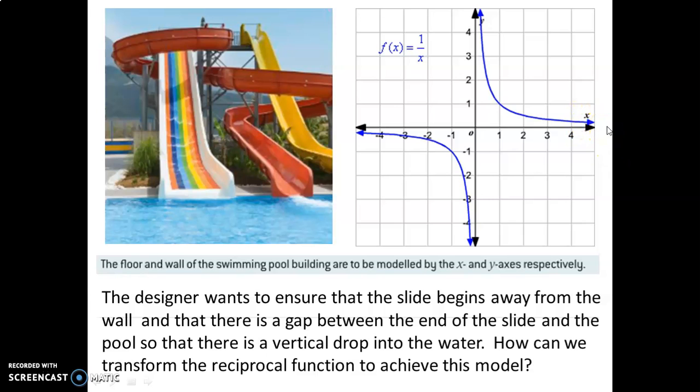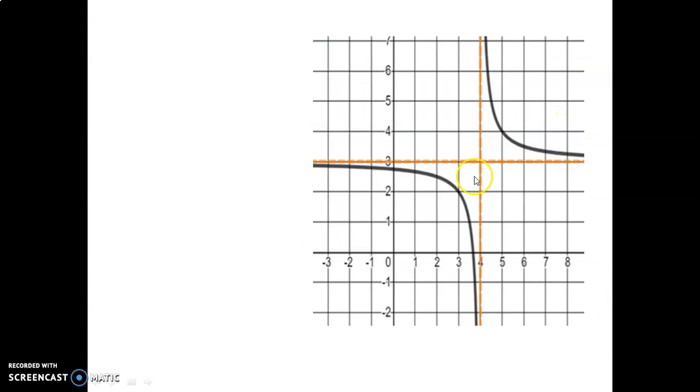So how can we transform this reciprocal function to achieve these goals of moving it away from the wall and leaving a gap? Well, I hope you were thinking we can just simply do something like this. Okay, so in our last video, we looked at how we translate a reciprocal function. Well, here is translation being applied to the x values.